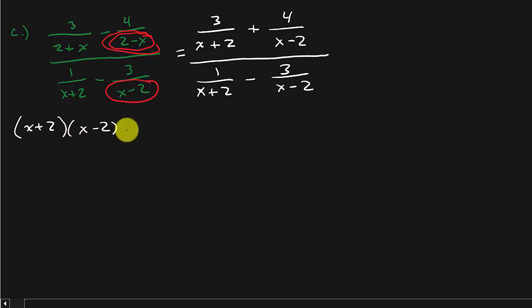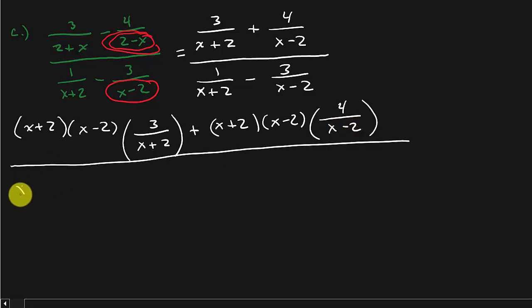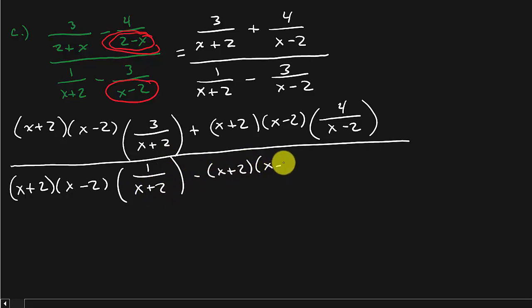OneNote crashed. All right. So we've got 3 over x plus 2 plus x plus 2 times x minus 2 times 4 over x minus 2. And this is all over x plus 2 times x minus 2, 1 over x plus 2 minus x plus 2 times x minus 2 times 3 over x minus 2. All right, so there we go. That's what it looks like when you write it all out.